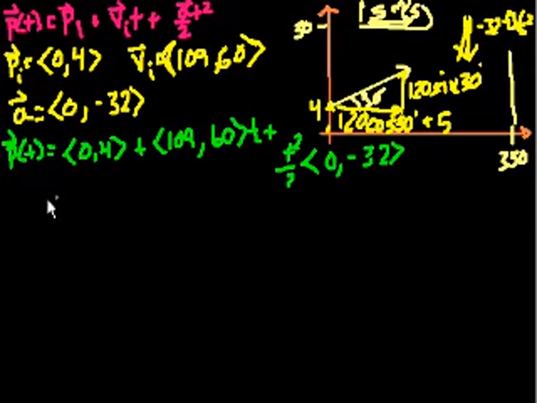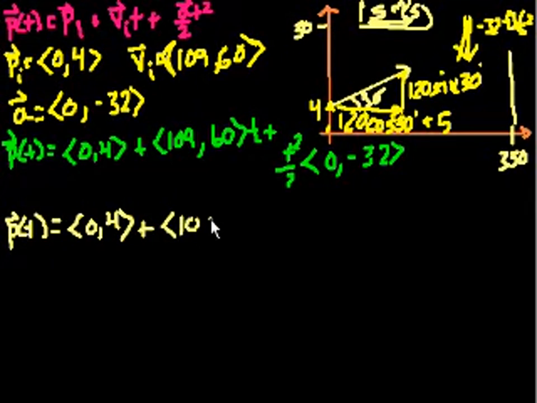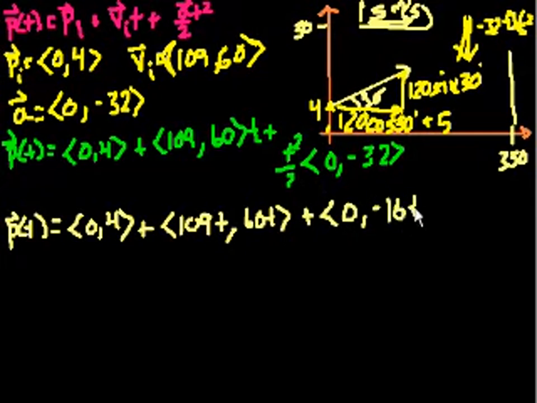So let's see if we can simplify this. Let me write in different colors so that you know what I'm doing. Okay, so our position vector at t is equal to 0, 4, plus, and now we can distribute this t, multiply it times both of these, 109t, 60t, plus, and we can distribute this t squared over 2. Well, that times 0 is 0. And then that times minus 32 is minus 16t squared. And now we can add the vectors.